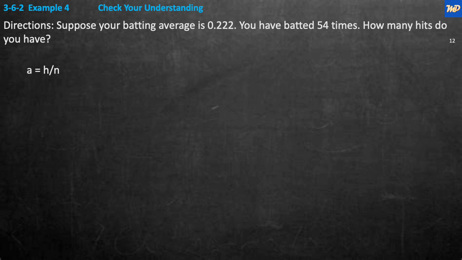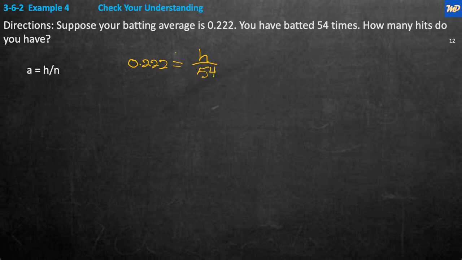Okay, example 4, check your understanding. So this is your turn. Directions. Suppose your batting average is .222. You have batted 54 times. How many hits do you have? Well, the formula again is the average equals the hits divided by the number of at-bats. And we know here that the average is, I'm going to write it right here, 0.222. That's your average. And we're looking for the hits. How many hits did you have? And your times at bat were 54.